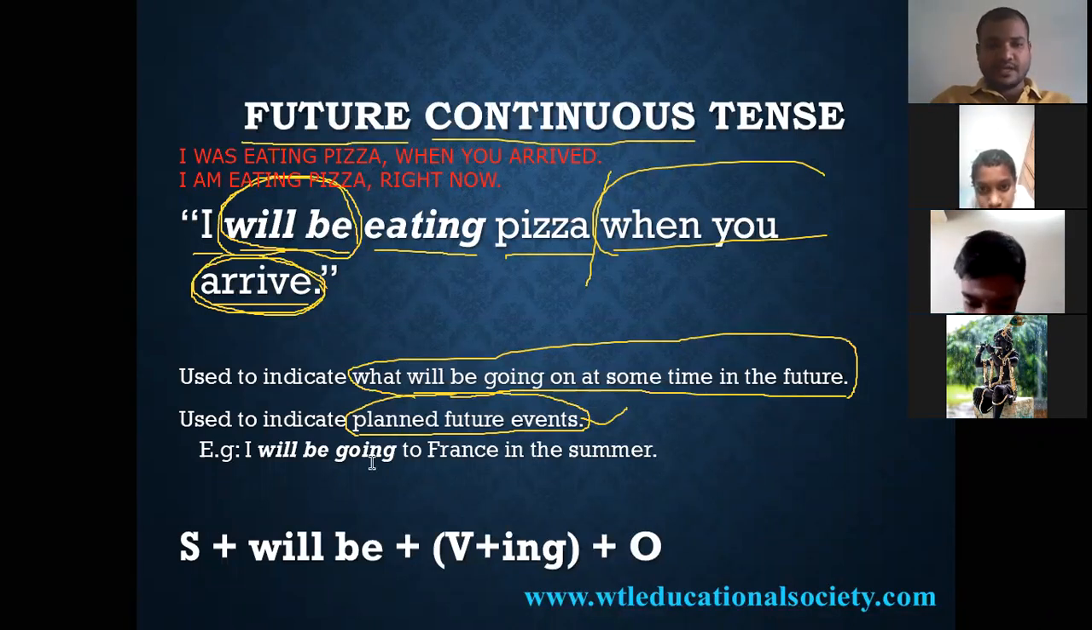For example, here is one example, right? I'll be going to France in the summer. I'll be going to France in the summer. Now let me give you one example in simple present tense, which is already a planned future event.